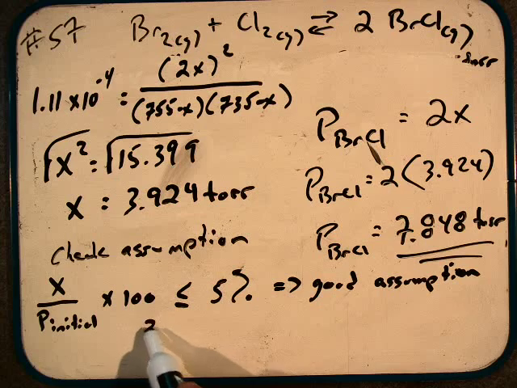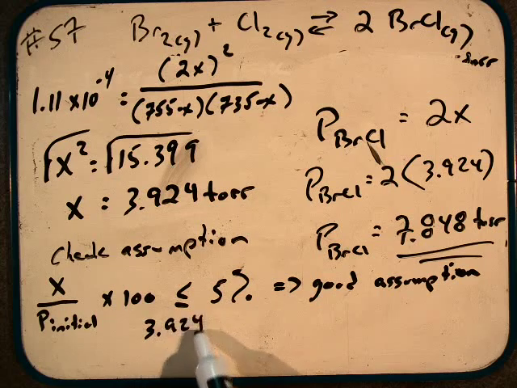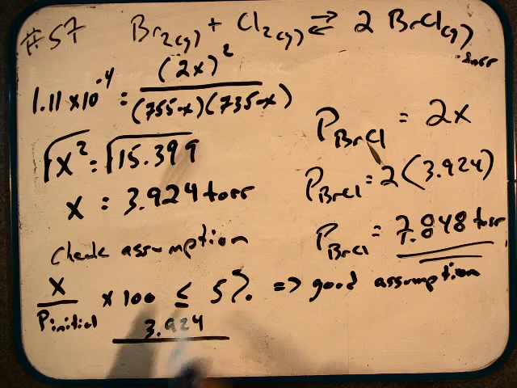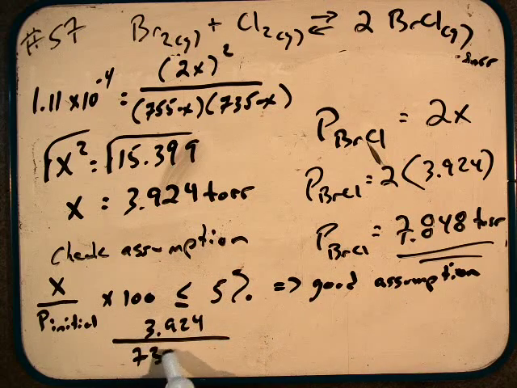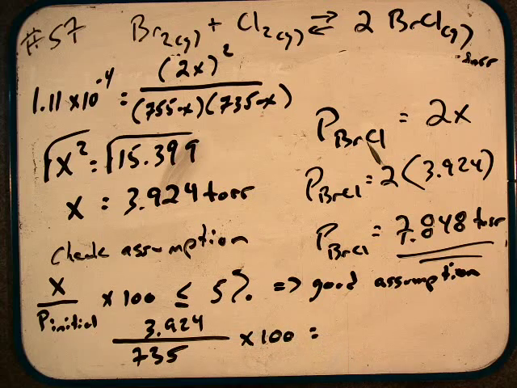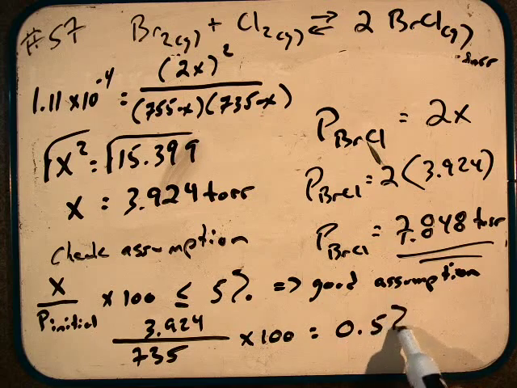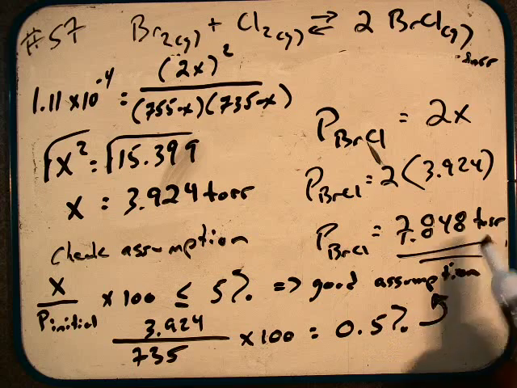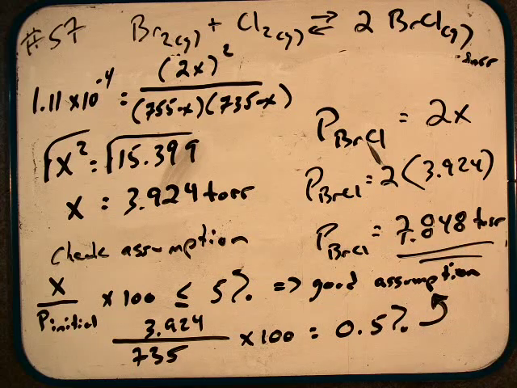And so if we take our x, 3.924, I'll divide it by the smaller of the two pressures, the 735. We times that by 100, and we get 0.5%. That means that that is a good assumption, and we can go on with being confident that our value of 7.8 torr is correct for the equilibrium pressure of BrCl. That is number 57.